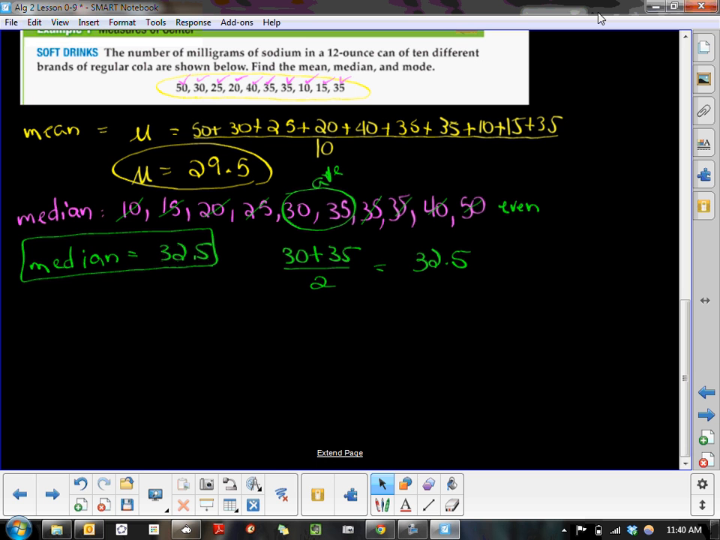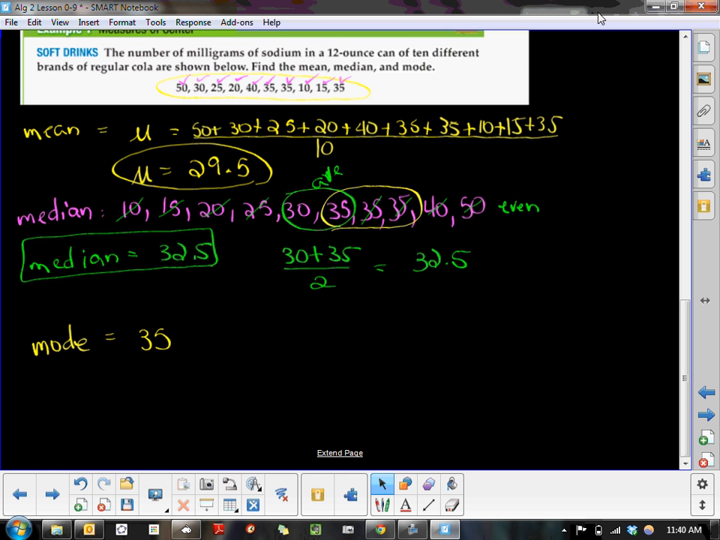Our final one is the mode, and the mode is probably the easiest to determine, because all you need to do is find the data value or values that occur the most often. In our data set, we have a single mode because 35 occurred 3 times. No other data value occurred more than once, so the mode is 35. So the most often occurring level of sodium is 35 milligrams.